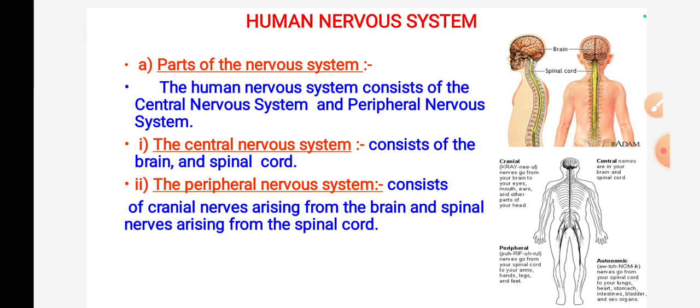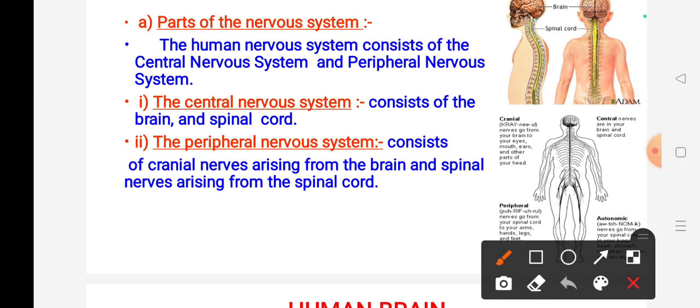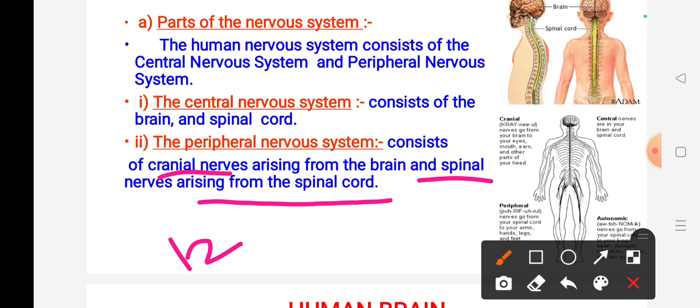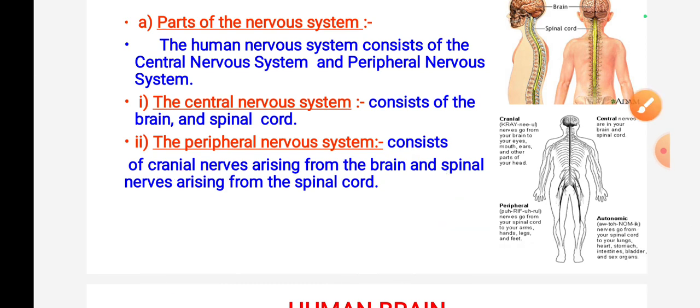Next, the human nervous system. The human nervous system consists of the central nervous system and the peripheral nervous system. The central nervous system consists of the brain and spinal cord. The peripheral nervous system consists of cranial nerves and spinal nerves. These arise from the brain and spinal cord. There are 12 pairs of cranial nerves and 31 pairs of spinal nerves. Cranial nerves arise from the brain, and spinal nerves arise from the spinal cord.